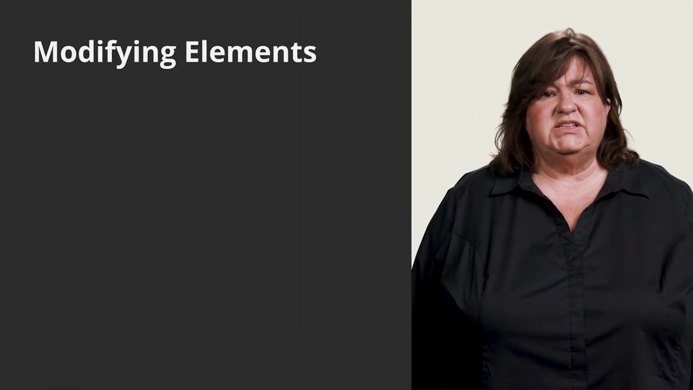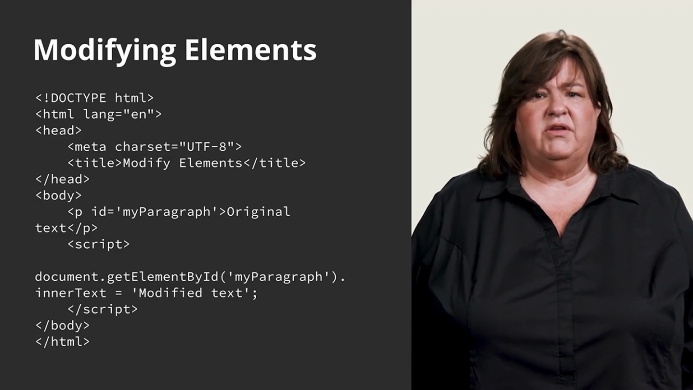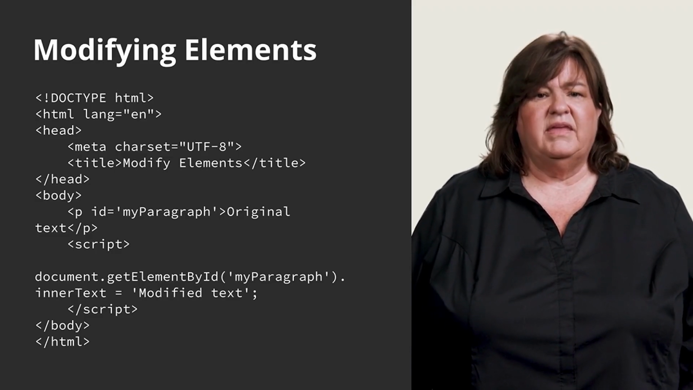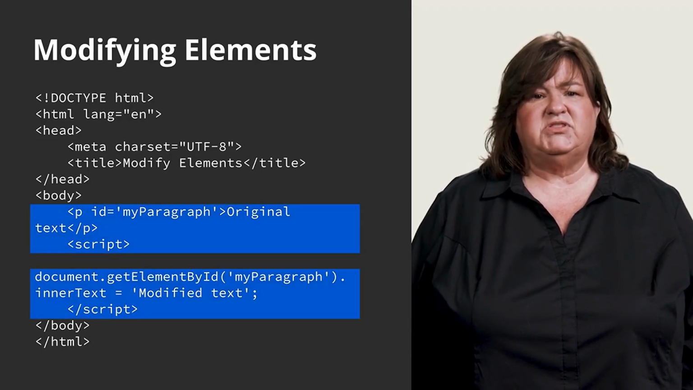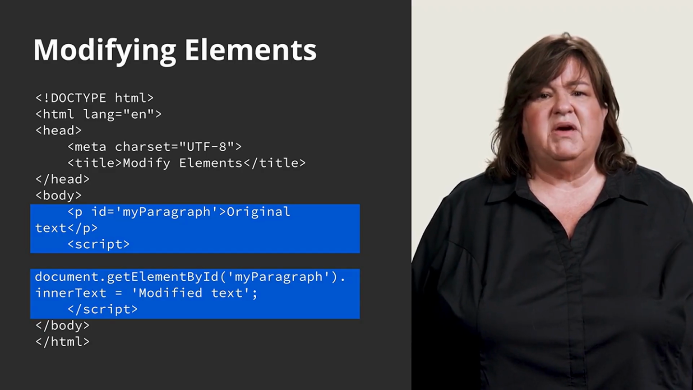JavaScript can also be used to modify existing HTML elements, including content, attributes, and styles. To change the style of an HTML element, you can use the innerText or innerHTML properties. In this example, JavaScript changes the visible text of the paragraph from "original text" to "modified text."